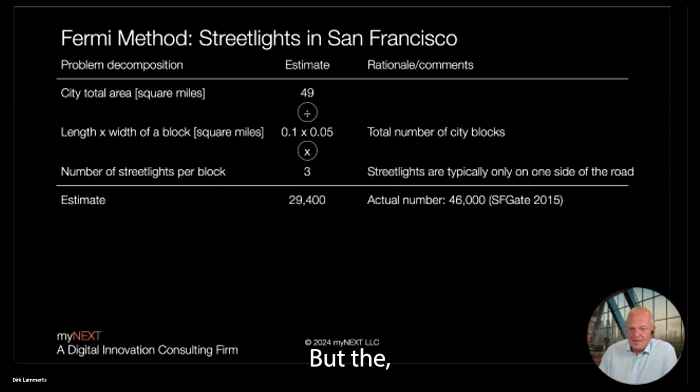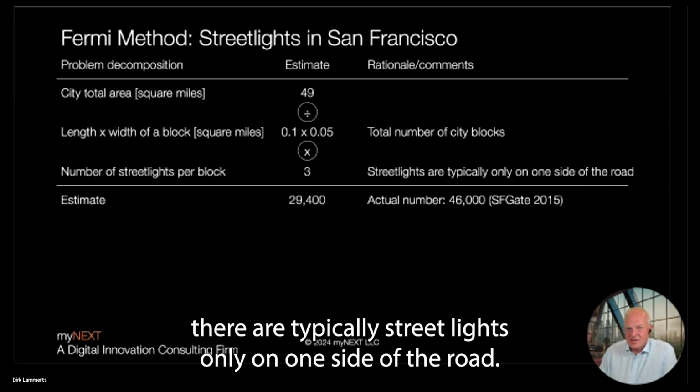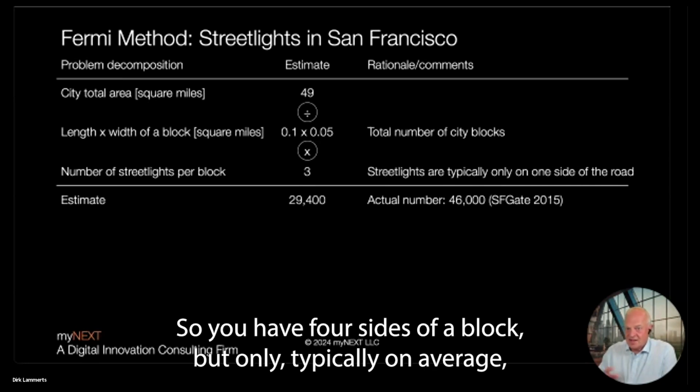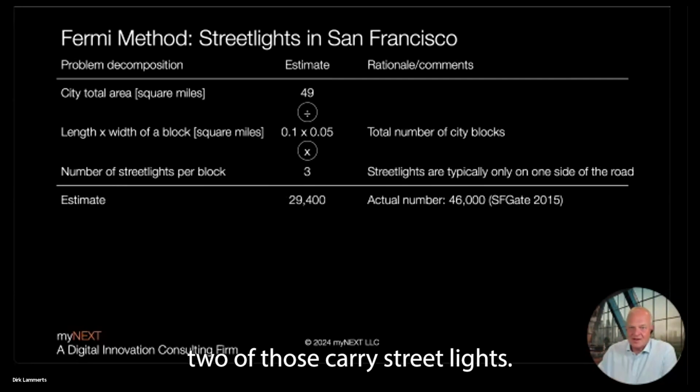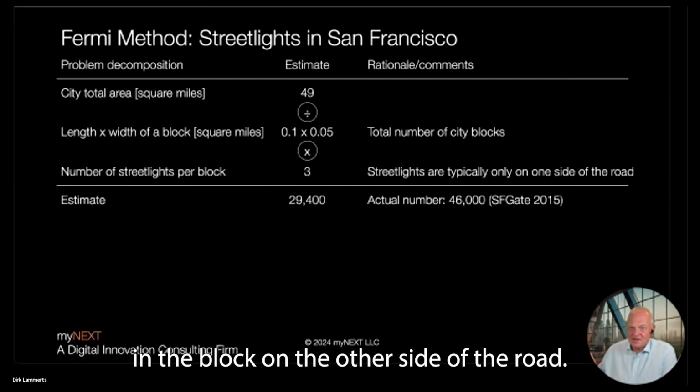but the essential realization is that in a city, there are typically street lights only on one side of the road. So you have 4 sides of a block, but only typically on average, 2 of those carry street lights. The other sides are illuminated by the street lights that are in the block on the other side of the road.